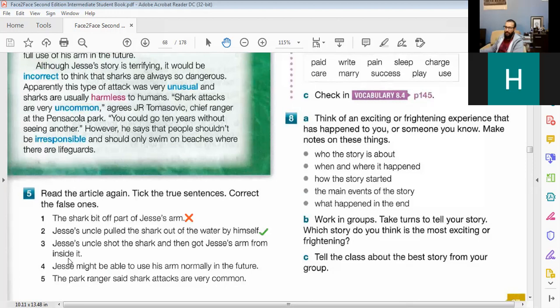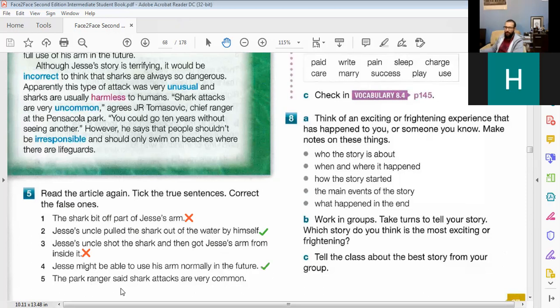All right, number three, Jesse's uncle shot the shark and then got Jesse's arm from inside it. Who shot the shark? No, it's not his uncle. Yeah, it was the firefighter, and I think the park ranger was the one who shot the shark. So this is false. Jesse might be able to use his arm normally in the future. Yes, true. Okay.